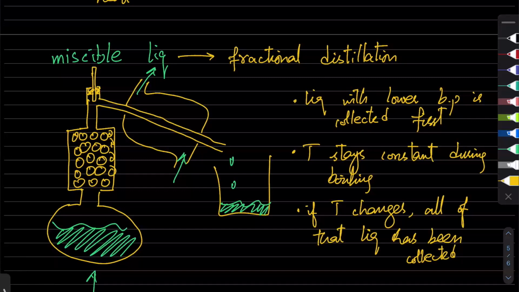In the MCQs, they might ask you, how will the student know that all of the liquid has been collected? The temperature will change. So for example, if a liquid boils at 78 and the temperature is 79, that means all of that liquid has been collected. Similarly, if the temperature stays at 78, that means that liquid is still coming up. Ethanol and water was a good example for this. Ethanol will boil at 78, water at 100. So that's how this will go.